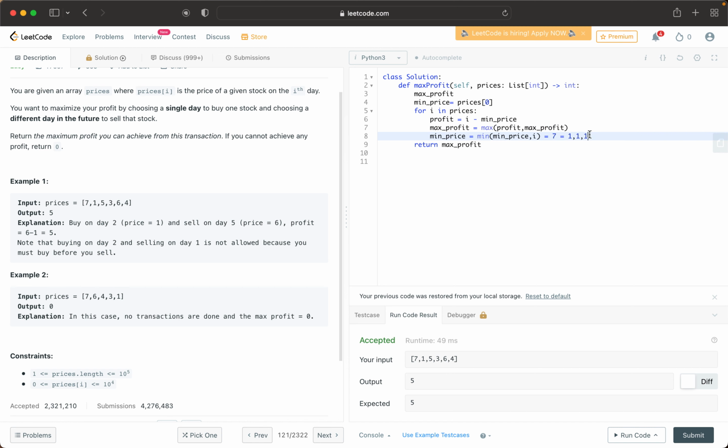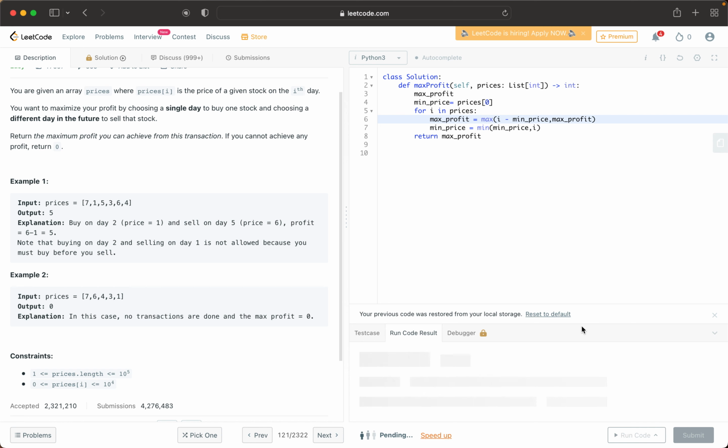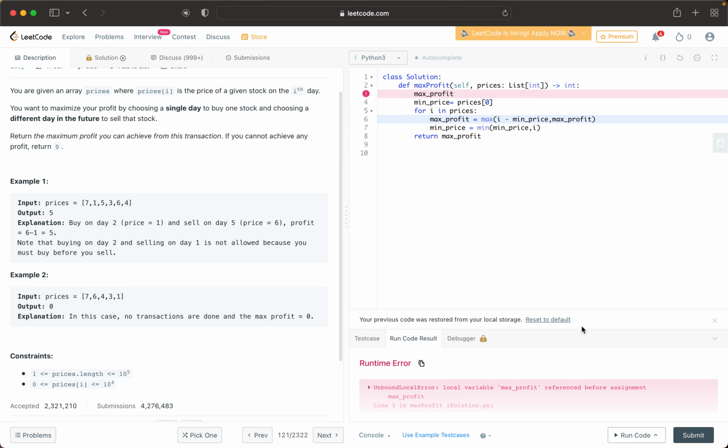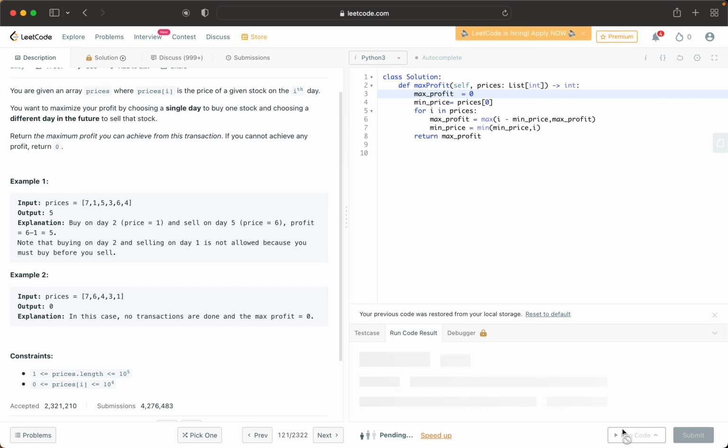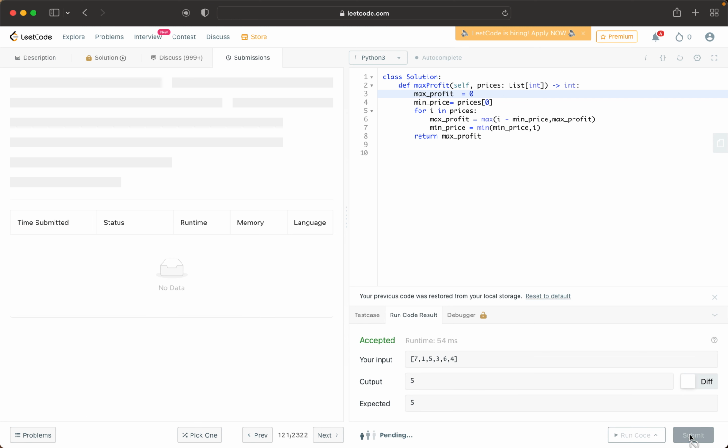And the time complexity of this one will be linear, because we loop through the array only once, and we can still reduce it if you want by removing this profit variable and just putting it here. And if we run the code, oh my bad, maximum profit initially was 0. Let's run it. Right, it's submitted.